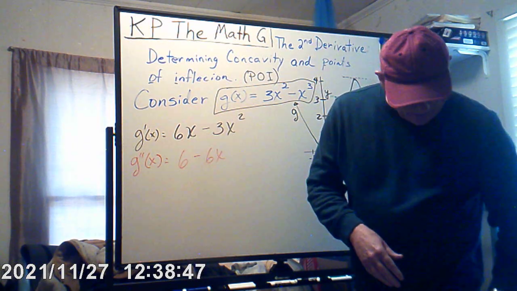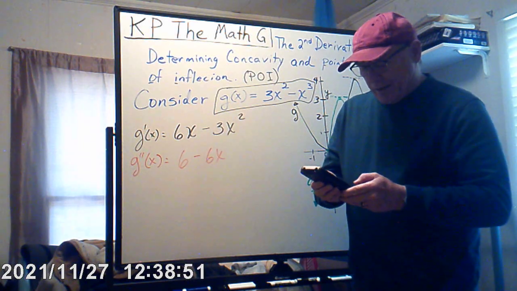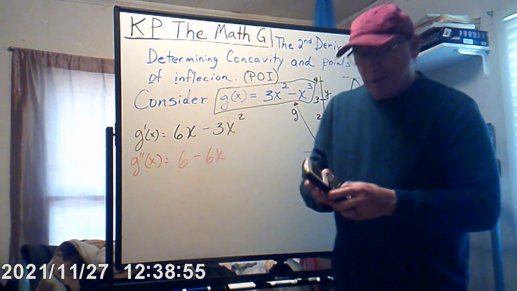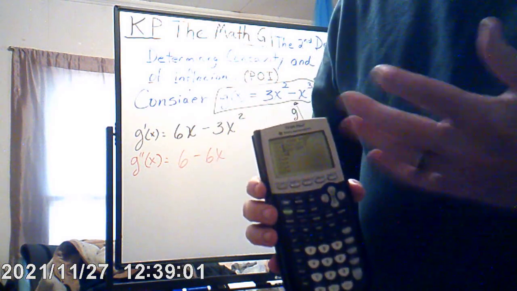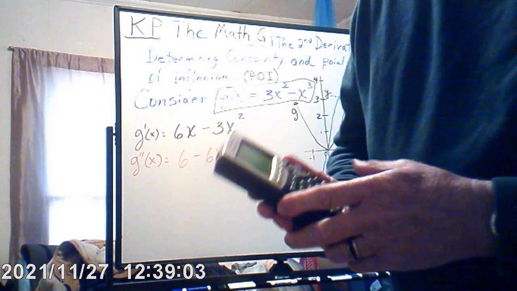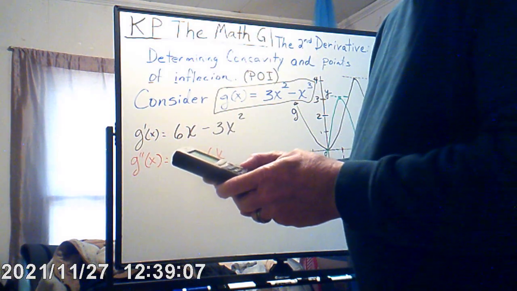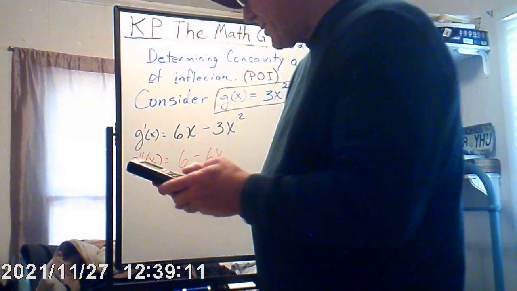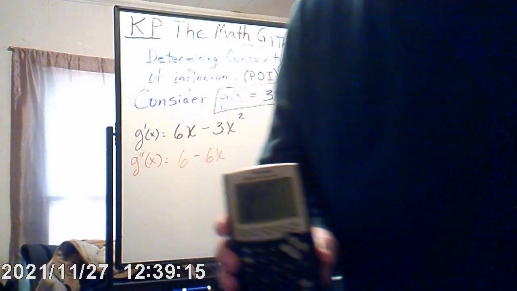Alright, so let's take a look on the calculator here. We're going to graph y equals, this time we're going to put this in under y3. I've got an old calculator. You may have something a little more advanced than this, but this is what I'm using at the moment. Okay, so let's see. 6 minus 6x. That's what I have in the calculator right there.